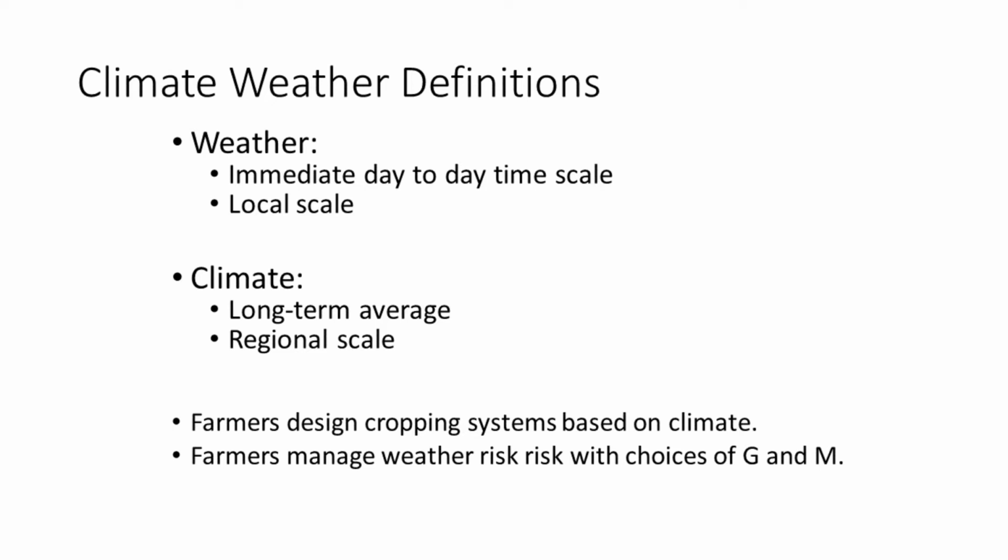Okay, so farmers are going to design cropping systems more or less around these long-term averages, but they still have to deal with that short-term, day-to-day, or season-to-season fluctuation. Is this going to be a relatively dry season, or a wet season, or a warm or a cold season? Because weather obviously fluctuates, and growing seasons fluctuate in a way that's hard to predict. So farmers manage weather with choices of G and M.